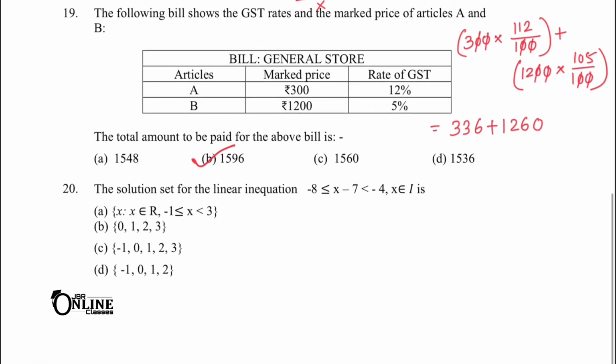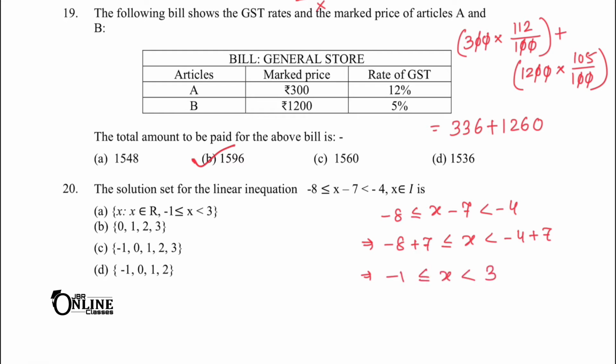Now next one, sum number 20. The solution set for the linear inequation: minus 8 less than or equal to x minus 7 less than minus 4. So here you have to find out the value of x. So as here minus 7, you can write this one as minus 8 plus 7 less than or equal to x less than minus 4 plus 7. So here minus 1 less than or equal to x less than 3. Okay, so minus 1 less than or equal to x less than 3. So your answer will be the last one. Okay, as here minus 1, 0, 1, 2. Less than 3 means up to 2.